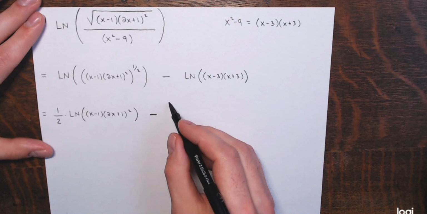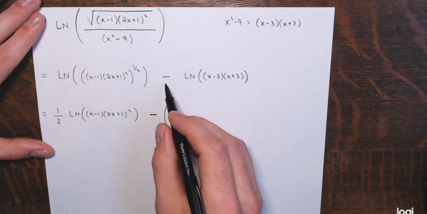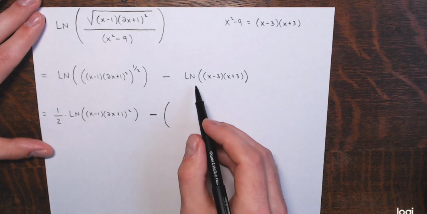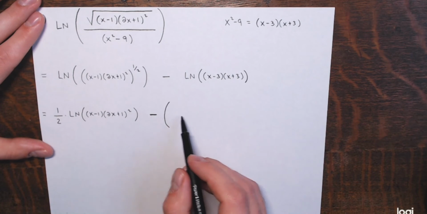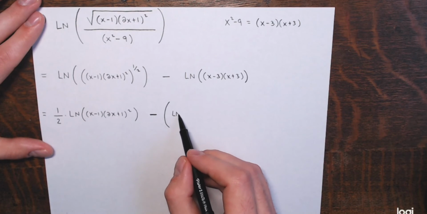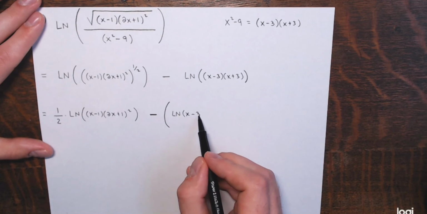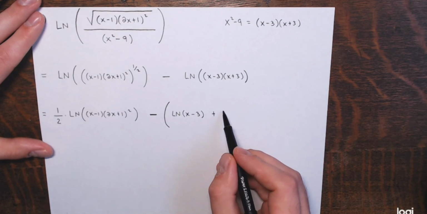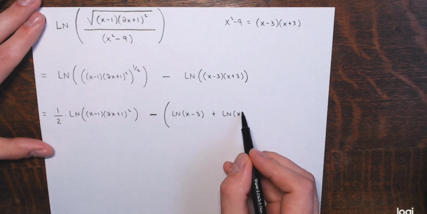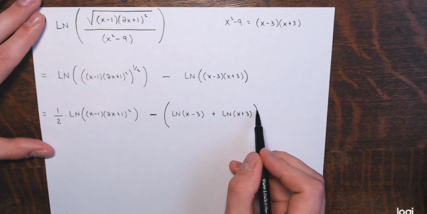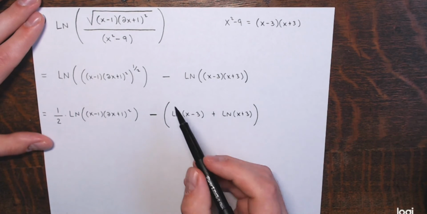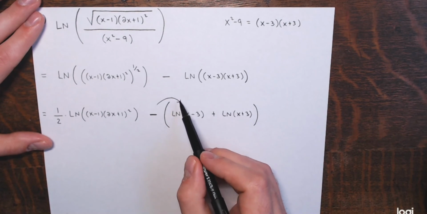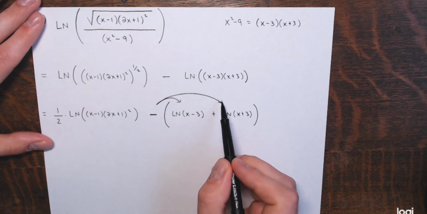So I'm going to put parentheses here after the minus sign, and then we're going to write an equivalent statement for the logarithm using the product rule. So we're subtracting all of this: the natural log of x minus 3 plus the natural log of x plus 3, right? Applying the product rule to that logarithm. And we'll distribute the negative sign here in a second, right? So I'll distribute the minus sign, make both of these negative log, negative log.